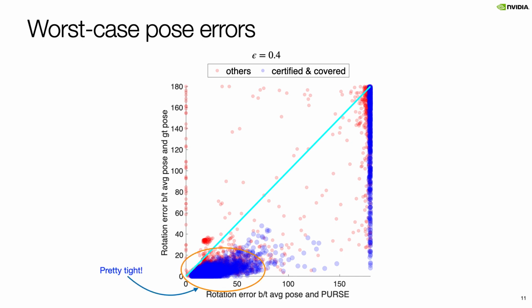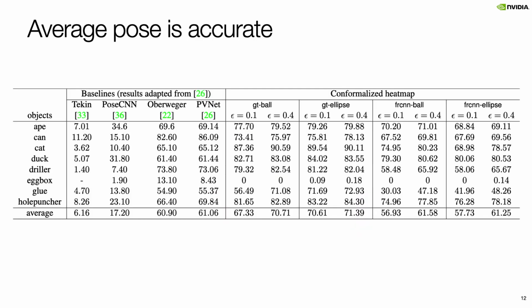Lastly, we also show that we obtain these statistical guarantees without sacrificing much on the empirical performance. Compared to a set of state-of-the-art baselines, we see that our average pose estimation is in most cases better than these state-of-the-art baselines.